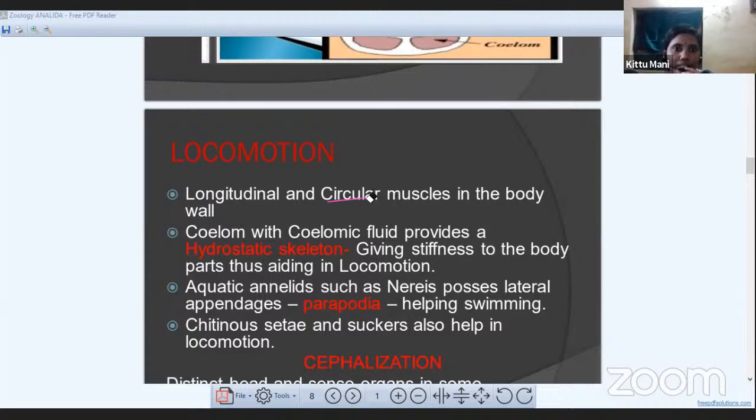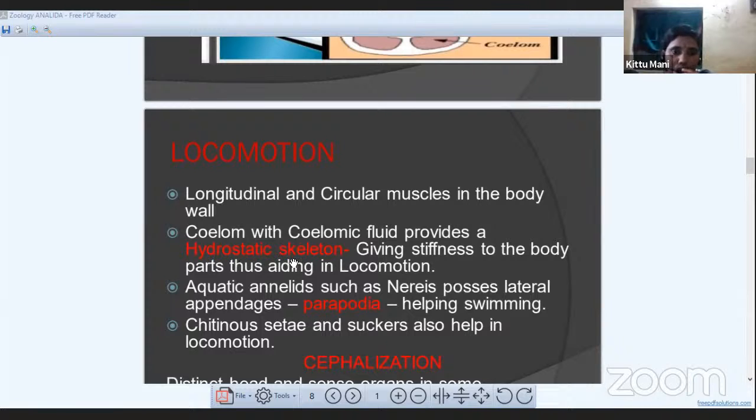Okay. The next, coelom with coelomic fluid provides a hydrostatic skeleton. Here hydro means the fluid. Here coelomic fluid is present in the coelom. So that's why the type of skeleton is called a hydrostatic skeleton.